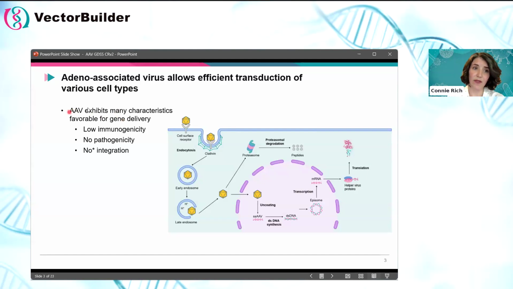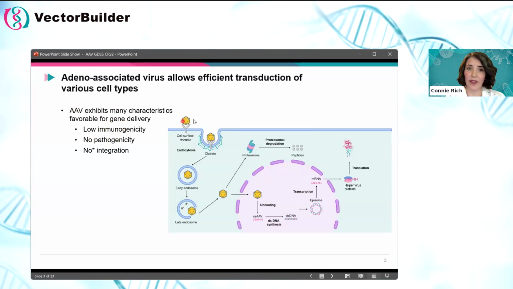So the AAV virus exhibits no pathogenicity, has very low immunogenicity. It doesn't trigger a strong immune reaction, and even the wild type virus, when it infects host cells, is really poor at replicating inside of the host cell without help from a different virus.